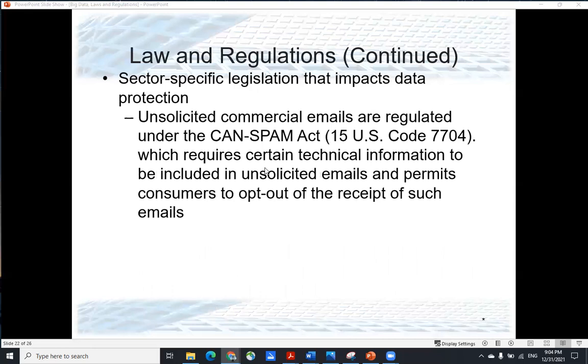And there is another federal act for unsolicited commercial emails, regulated under something called the CAN-SPAM Act. Basically it requires certain technical information to be included in unsolicited emails, and permits consumers to opt out of the receipt of such emails. If you ever receive an email from a marketing company, you will notice that you have the option on that email to unsubscribe from that email.